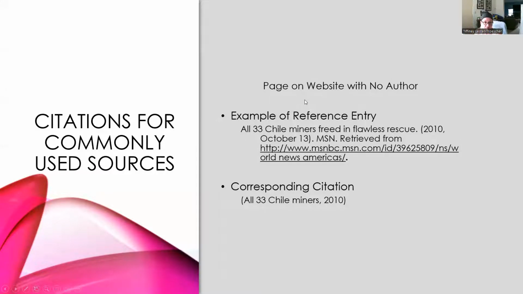Website with no author. All right, so we're looking at this page, this article on MSN, and there's no author associated with it. So my reference entry template told me to start the entry with the title, All 33 Chile Miners Freed in Flawless Rescue. Now, I don't want to put a very cumbersome thing in my citation, so I can abbreviate, I can shorten the title. But you want to give enough of the title so that your reader can still find it easily when they go to your reference page. So I just chose All 33 Chile Miners.